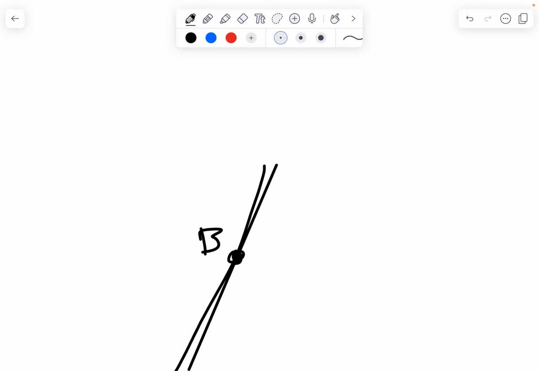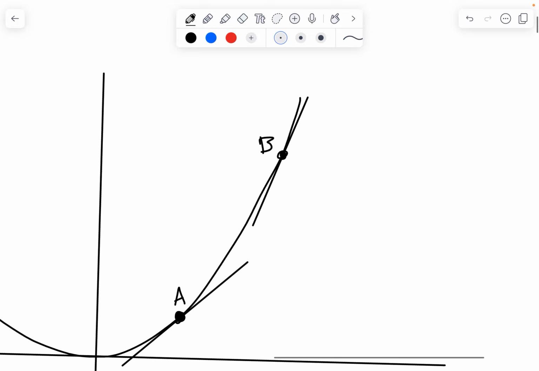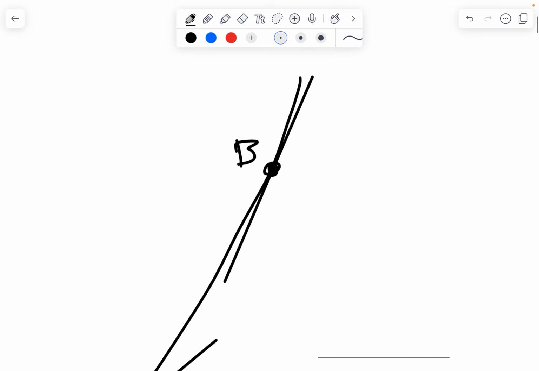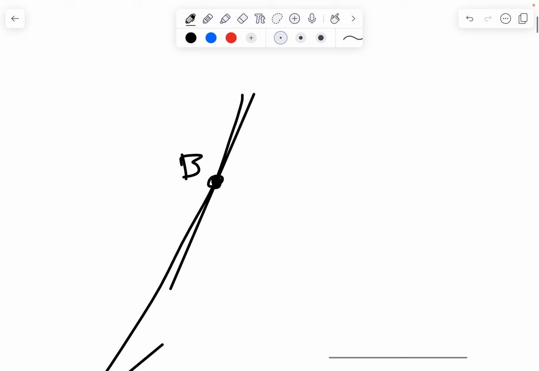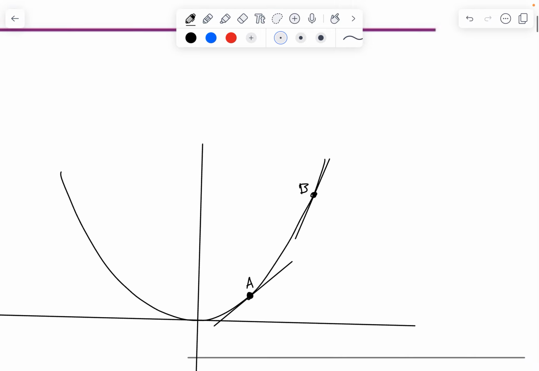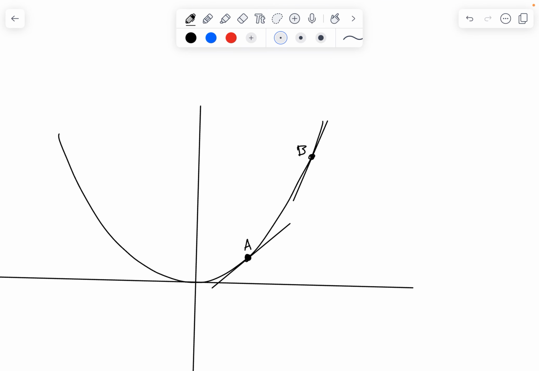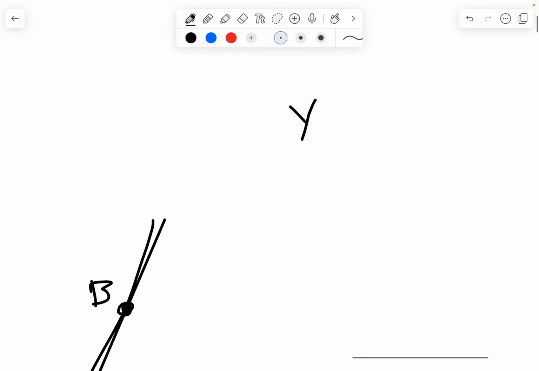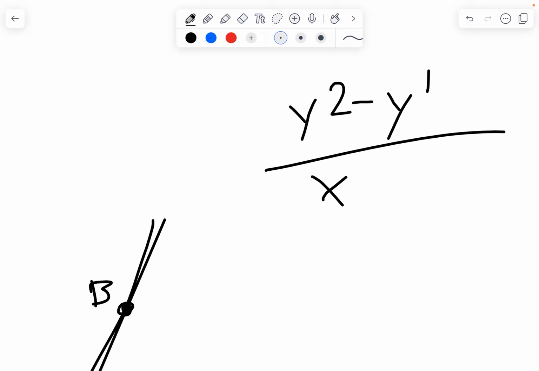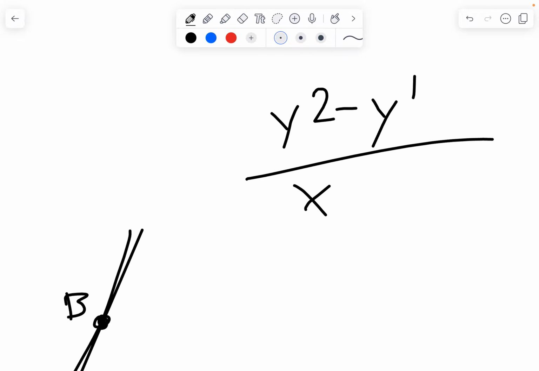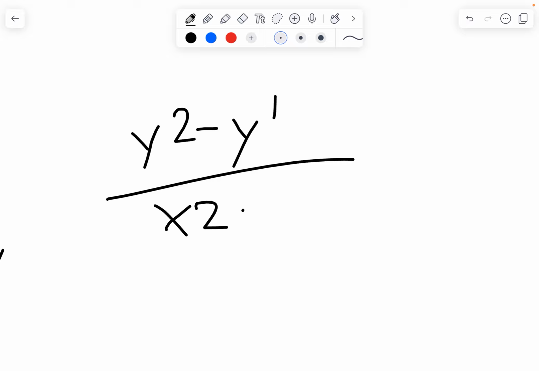You can tell that the slopes of these two tangent lines are very different from one another. The line tangent to point B is much steeper, right? Which means it has a higher slope there, a higher m value. But how do we find that value? If you know one thing about slope, it's probably rise over run. It's y2 minus y1 over x2 minus x1.